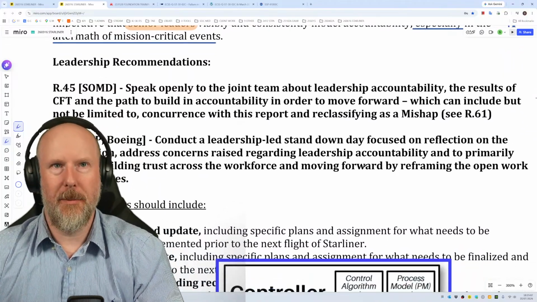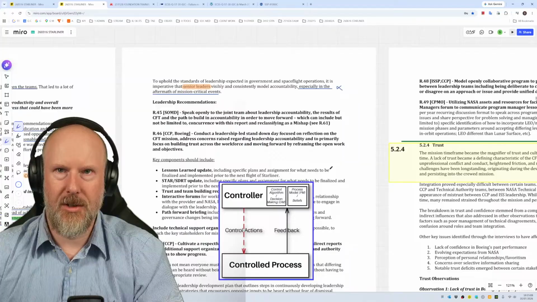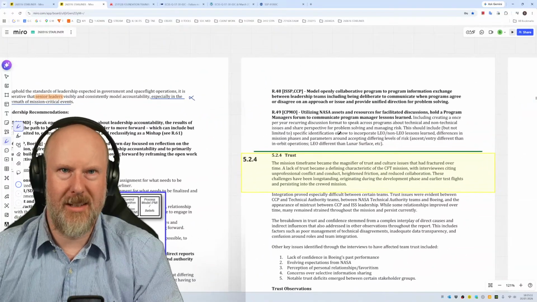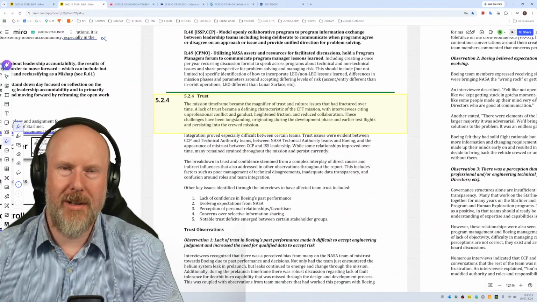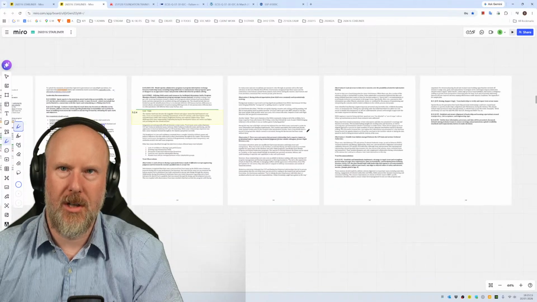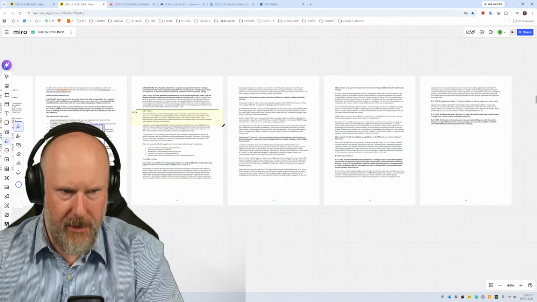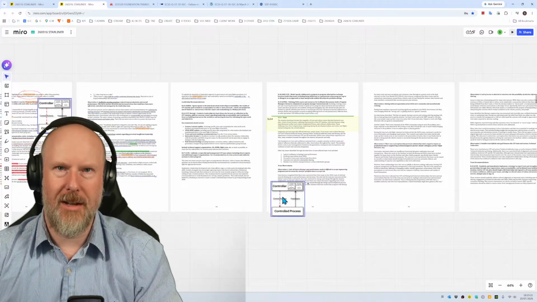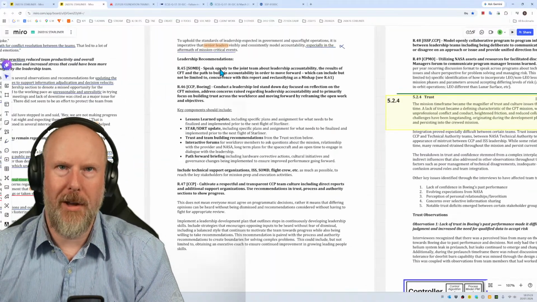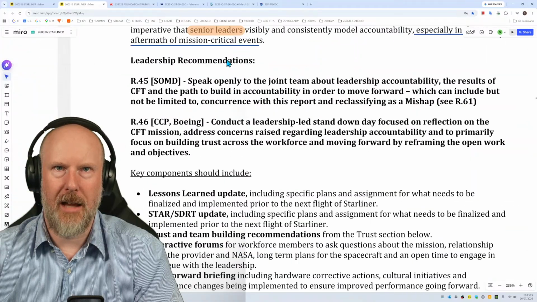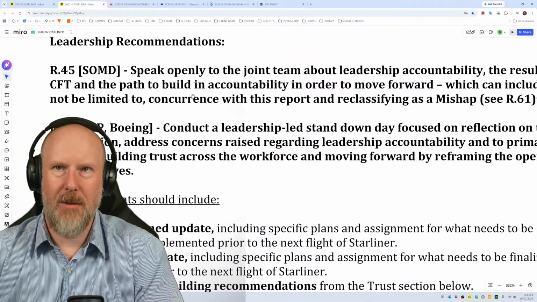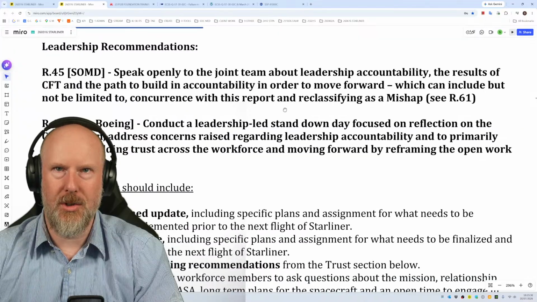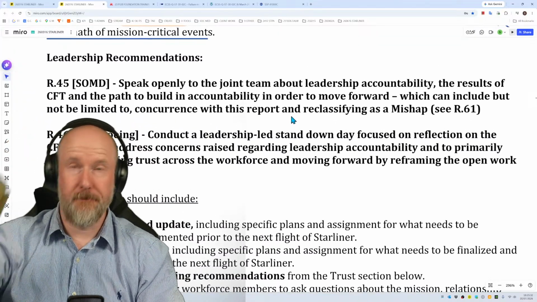So now we're going to talk about leadership recommendations. This is 1.5, well, it's basically a page. And then we're into section 524, trust, which is about 4 pages. Looking at the clock, I think we should make good progress to get through the rest of this today, and then we'll be on to the next section in the next live stream. So here we go. Leadership recommendations. Let's make it a good size on the screen so you can read it.